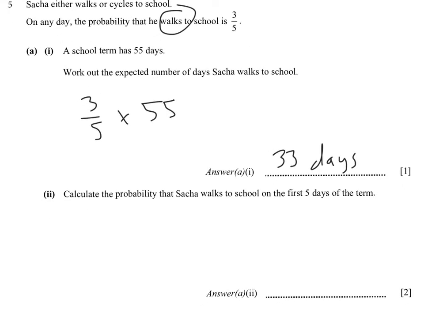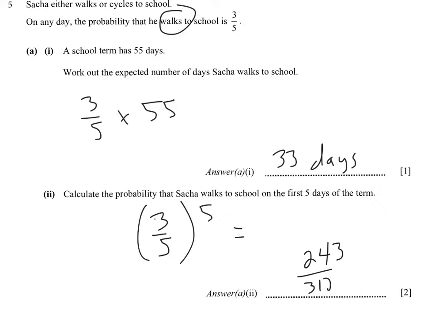Calculate the probability that Sasha walks to school in the first 5 days of the term. So again, I'm going to use that walking probability for 5 days, each and every day, 5 times. So 3 over 5 times 3 over 5 times 3 over 5 times 3 over 5 times 3 over 5. I'm just going to use exponents here. 3 to the 5th, I think, is 243. And the denominator is 5 to the 5th, 3125. You can give this as a fraction or as a decimal. Actually no, it's exactly 0.7776. You may round that to 0.778 if you wish. Exactly.